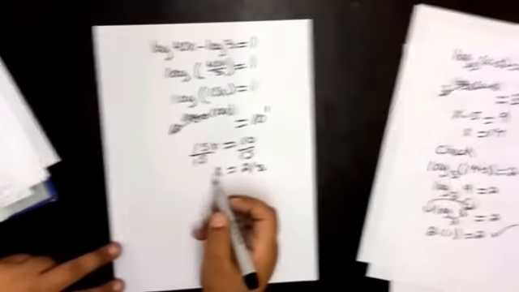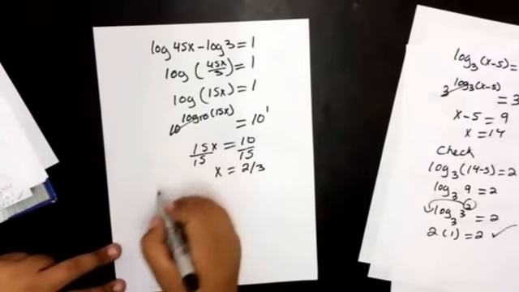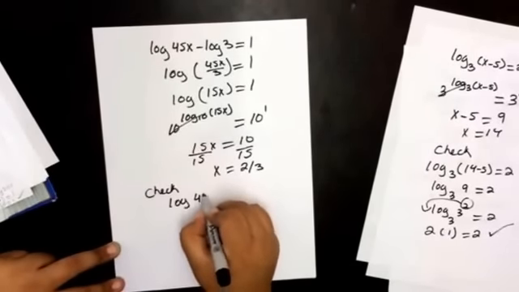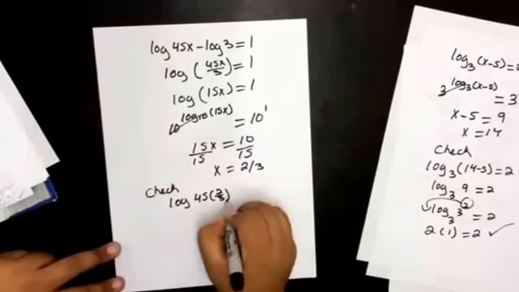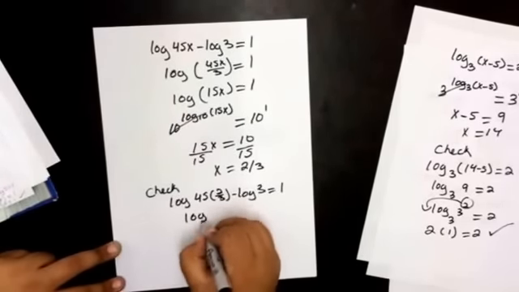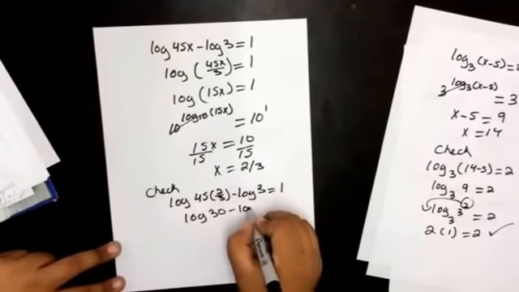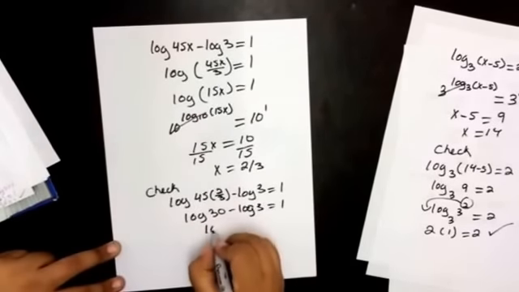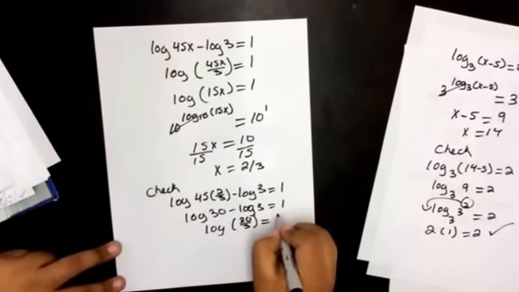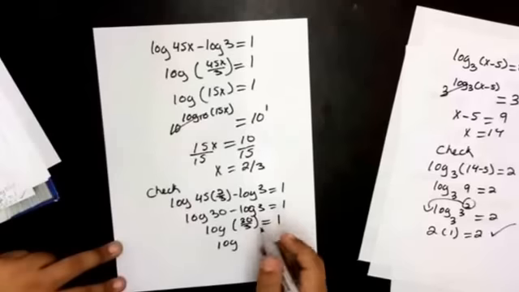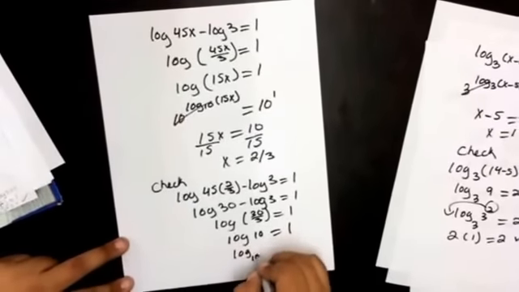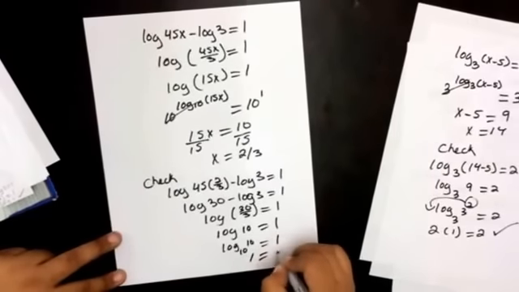If you plug it back into the logarithm to check, log of 45 times 2/3 minus log of 3 equals 1. This is going to give us log of 30 minus log of 3 equals 1. If we write it as a quotient, it's going to be log of 30 over 3 equals 1. Log of 30 over 3 is just log of 10. And log base 10 of 10 is just 1. So 1 equals 1.